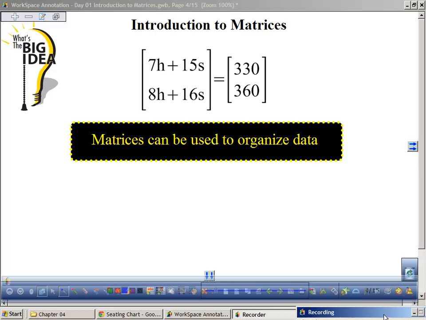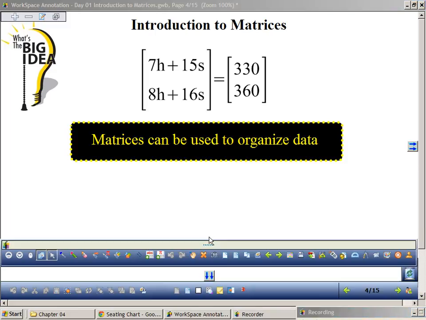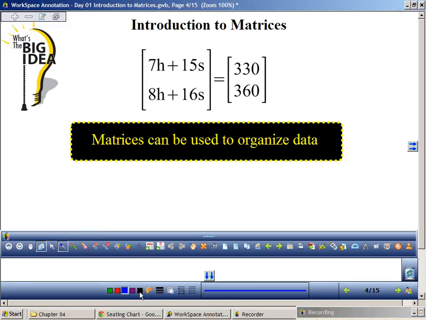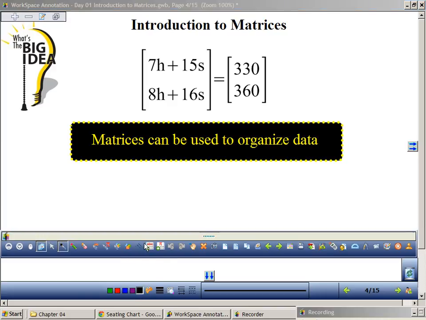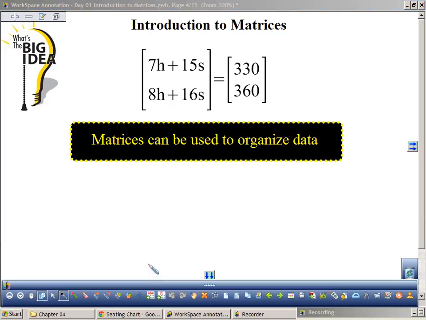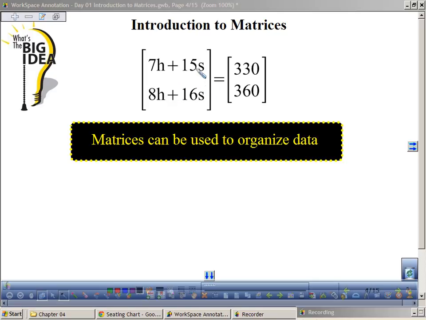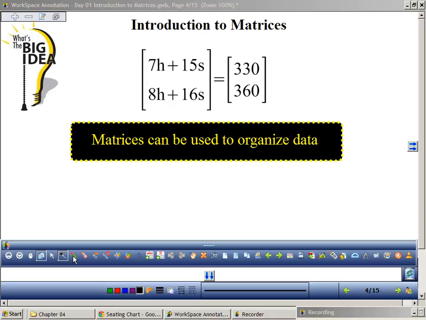Let's introduce you to matrices. Most of you haven't seen this before, so I'm going super slow on the vocabulary. I didn't want to overwhelm you with all of it at one time, so today is going to seem pretty simple. So, 7H plus 15S, this is not two different things. This is one thing. This is saying that 7H plus 15S equals 330.